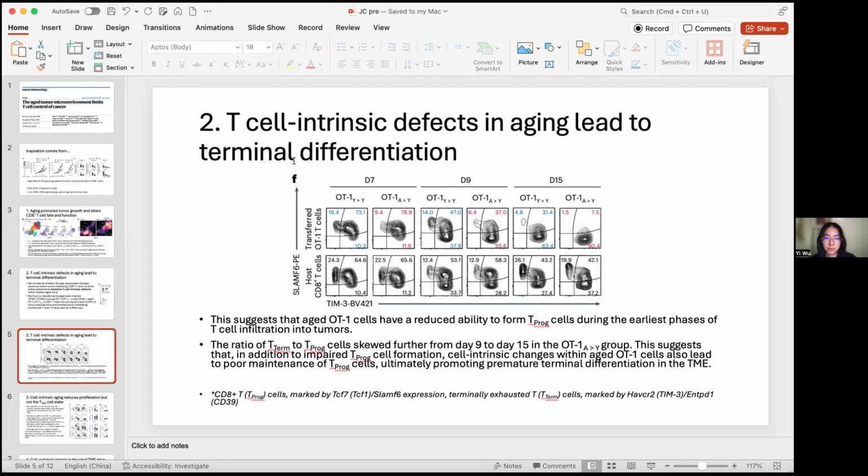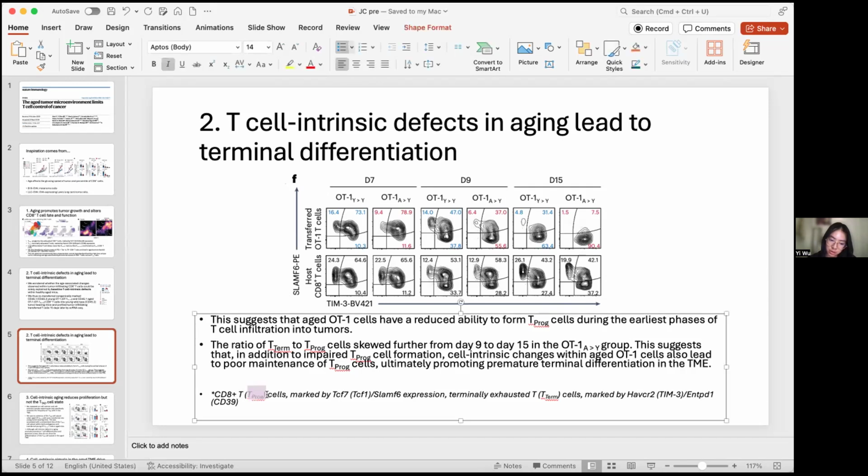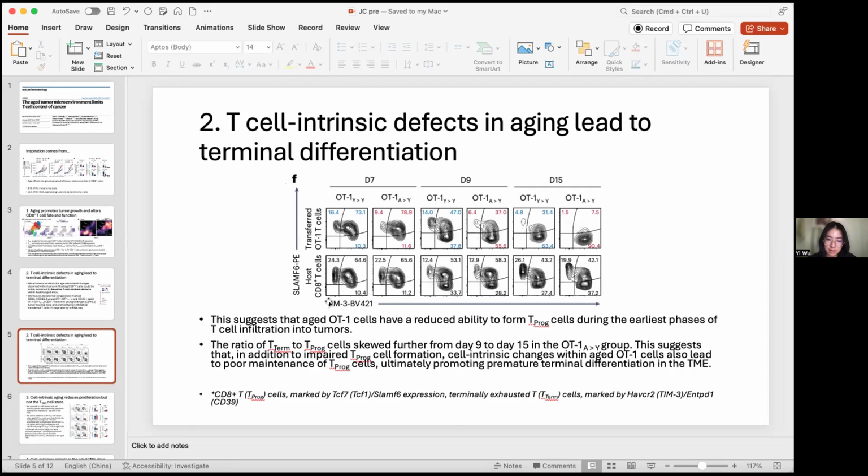And just a few tips on reading this graph, because I really struggled with it. On the vertical axis, SLAM6 is a marker for T progenitor-like cells, and on the horizontal axis, the marker gene marks the terminally exhausted T cells. And the numbers here should add up to 100, and the four quadrants give you how many percent of a specific cell population is in each quadrant.